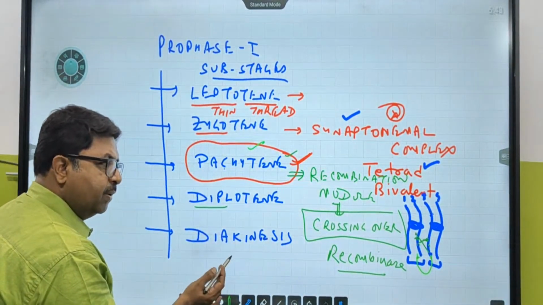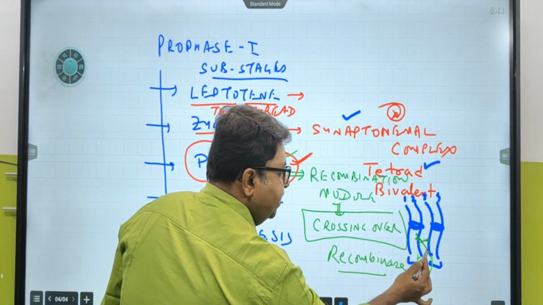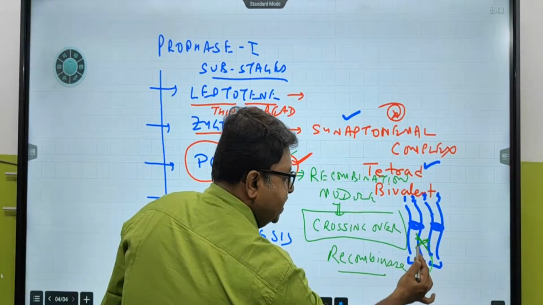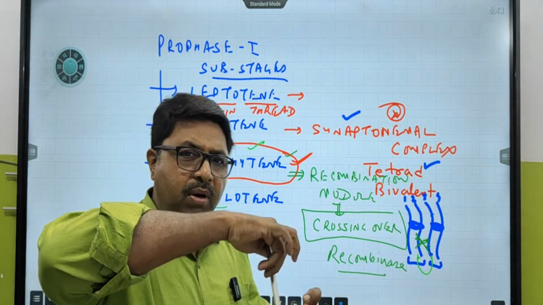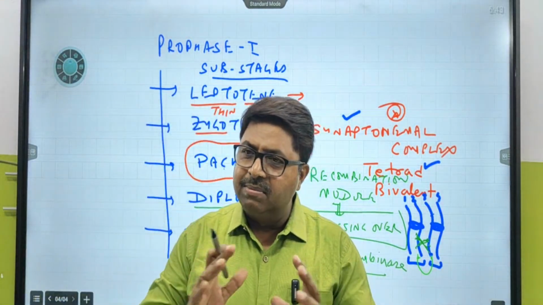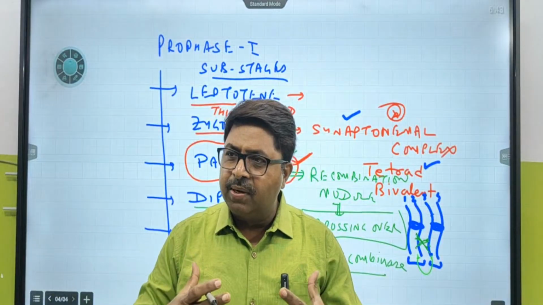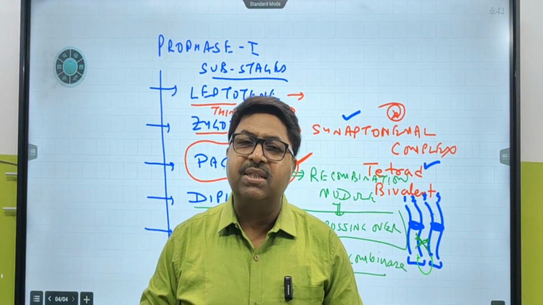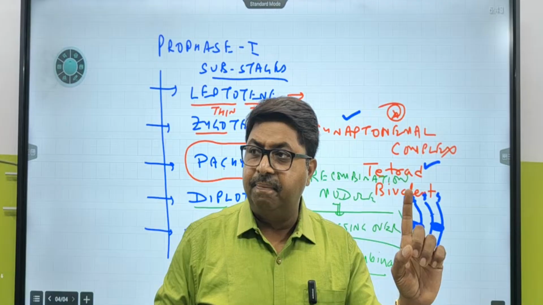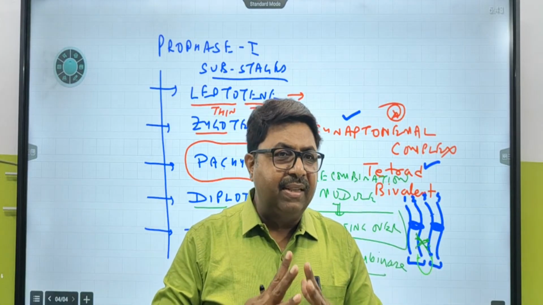Diplotene. What happens in diplotene? The place where they are going to join, there is a thread-like structure. They make a nodule-like structure, the recombination nodule. And ultimately, what is going to happen in the diplotene stage? The crossing over gets completed in the diplotene stage. It starts in pachytene, and the crossing over completes in the diplotene stage.